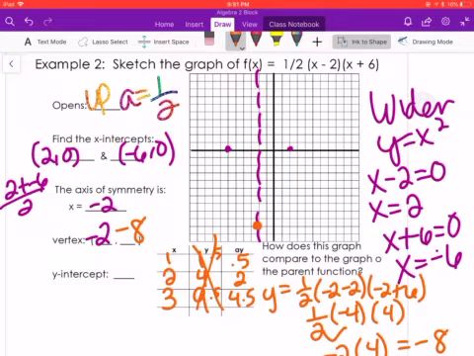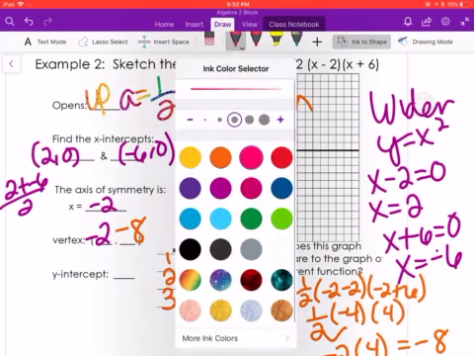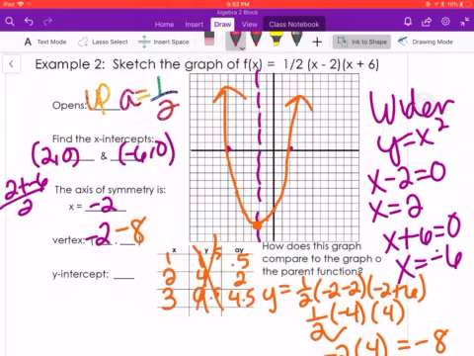So from my vertex, over 1 up 1/2, do the best I can there. Over 2 up 2, reflect it over, 3 up 4.5, and then I also have my x-intercepts there, so those will help guide my drawing of my parabola here. There we go.